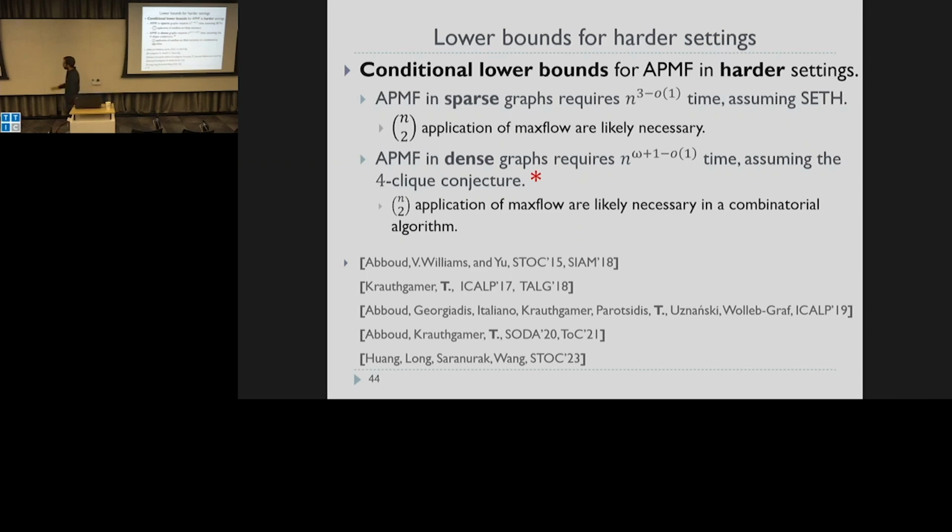for dense graphs, all-pairs max flow in dense graphs, we show that it requires n to the omega plus 1 time, assuming the four-clique conjecture. Now, omega here is such that multiplying two matrices requires n to the omega time. It's around 2.3 something, I think. And the four-clique conjecture is saying that given a graph, you want to know whether there is a four-clique in it, you have to spend n to the omega plus 1 time.